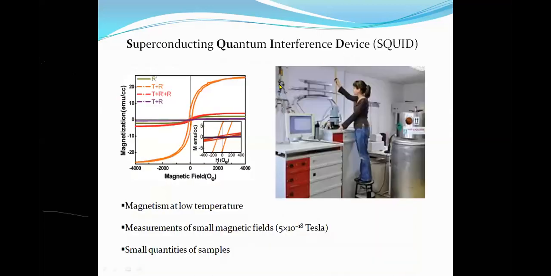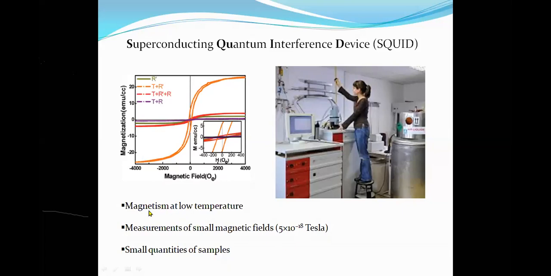And based on this principle, this device is made, which is called SQUID, superconducting quantum interference device. And this is one of the modern devices available in the laboratories where people study magnetic properties of nanomaterials. In the research laboratories, this SQUID is one of the very modern techniques which is available in India in many places, like Delhi, Mumbai, IISc Bangalore. In Delhi also, I think in Chandigarh also at some place.